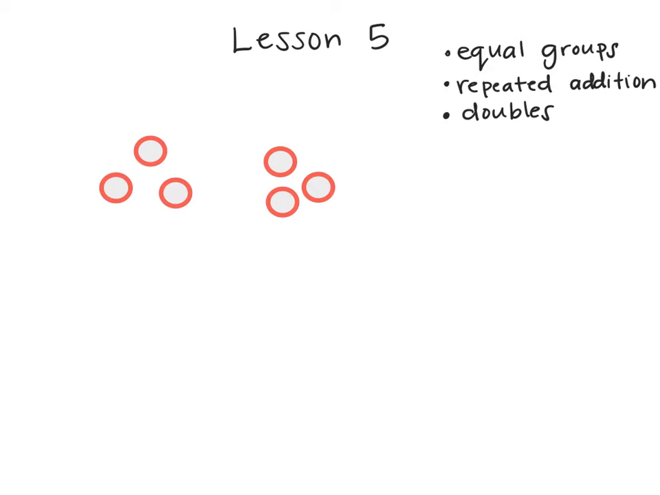Hi class, so we're going to work on lesson 5, and lesson 5 is going to keep building off of some of the things that we've worked on in the last 4 lessons. Some things that I want to remind you are some of the important vocabulary words that we need to know. The words that we've been looking at are equal groups, kind of like this problem. They're an equal number of objects that are grouped together. Repeated addition, doubles, and then yesterday we started learning how to look at them with a tape diagram.